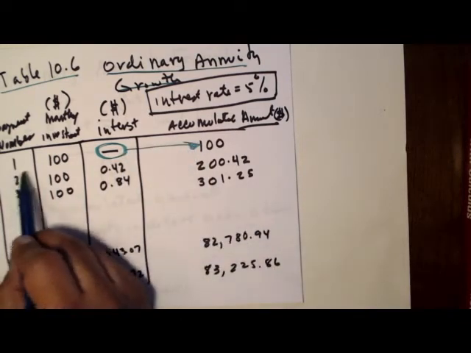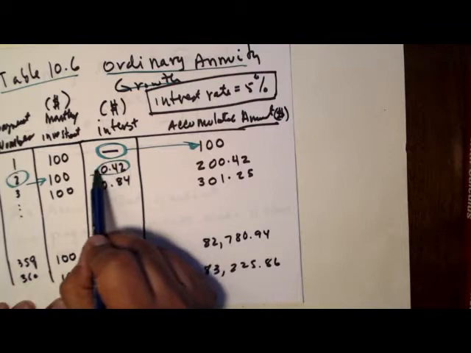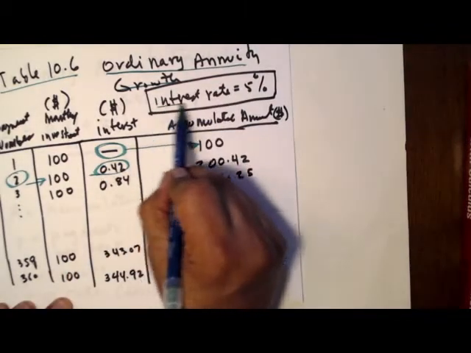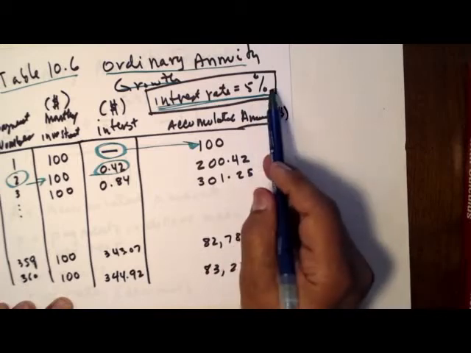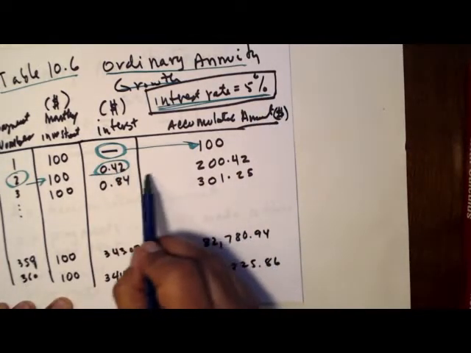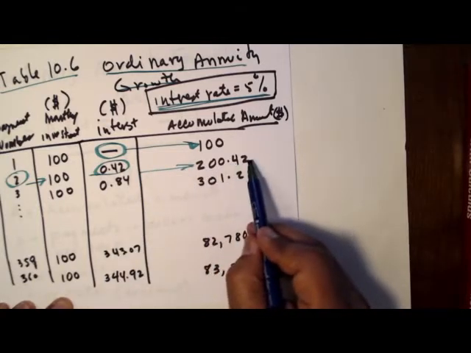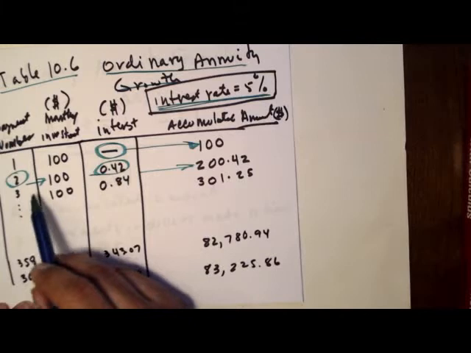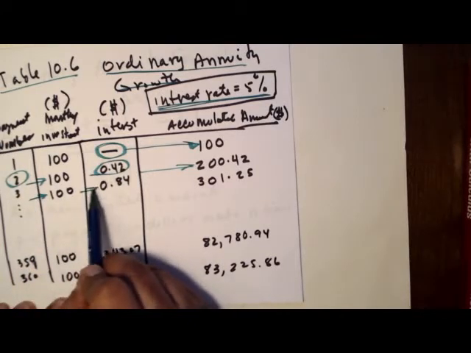number 2, you contribute another $100, but then it earns this interest because they're giving you 5%, right? This table is calculated as a 5% compound interest rate, and then you add that to the previous $100, so basically you end up with $200.42.